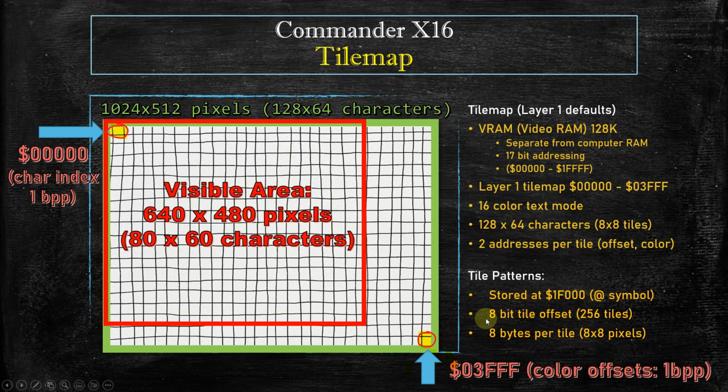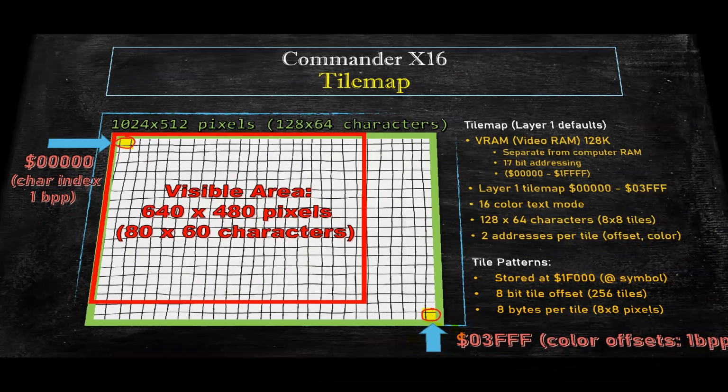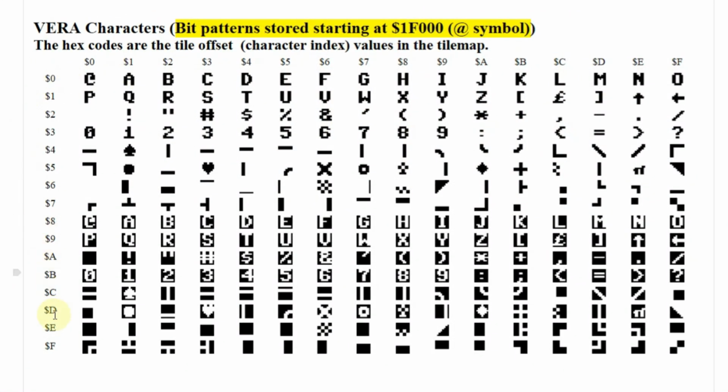So now let's take a look at these last two notes here. The first one says 8-bit tile offset, 256 tiles. So what does that mean? Well, remember those tile offsets that we discussed up here. Right here we need to put an offset into our VRAM to indicate which tile we're interested in. And remember, these are the offset values here.